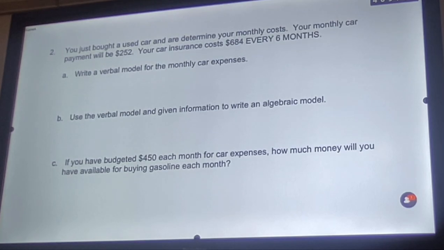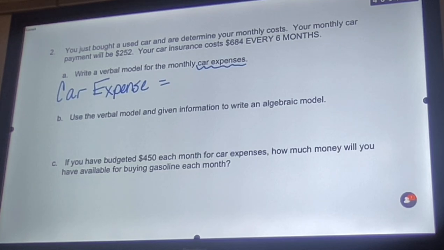So number 2, you buy a used car and are to determine your monthly costs. Your monthly car payment is going to be $252, and your car insurance costs $684 every 6 months. Part A says write a verbal model for the monthly car expense. So I'm going to start off with the word expense. You could say car expense if you want, but that's what we're trying to write. What are our car expenses?